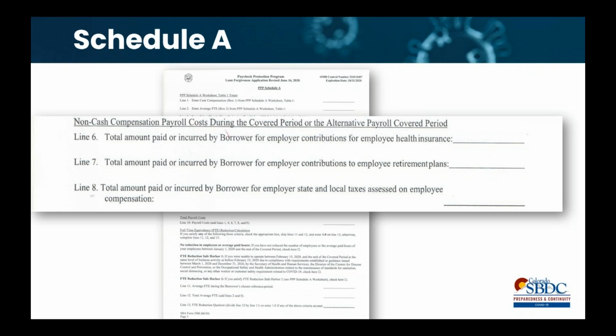Line 7 asks for employer contributions towards retirement plans. Here, self-employed individuals and general partners cannot be included in these amounts. However, owner employees of S Corps can. Again, this relates to how income is reported for these classes of individuals. Line 8 is where to report state and local income taxes paid. The rules specifically state that these taxes have to have been paid to be counted here, so do not include incurred taxes. Also, this is just state and local taxes. You cannot include federal taxes.